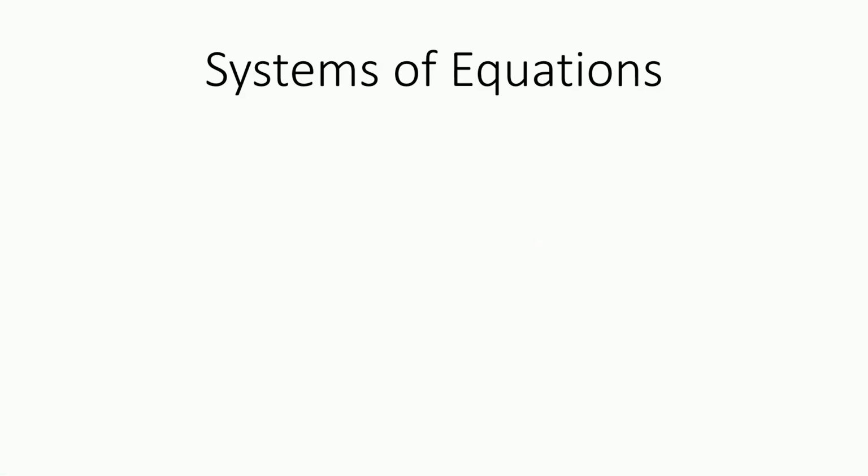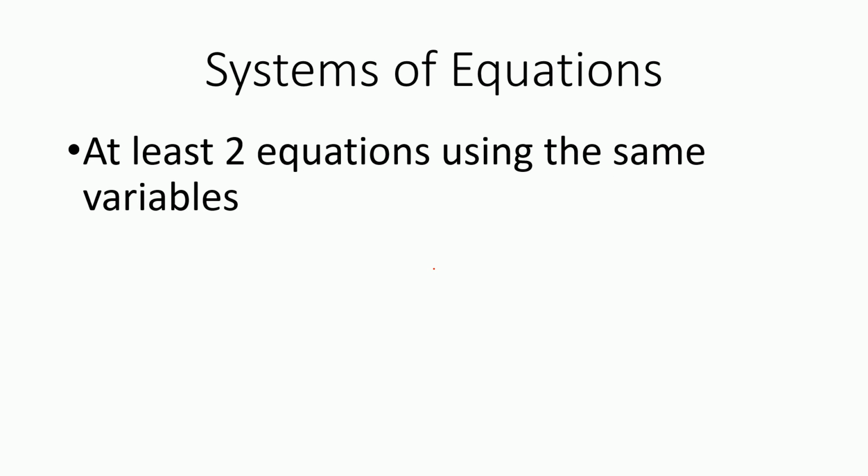So systems of equations are groups of at least two equations that use the same variables. And for our purposes, we will always be using systems that have only two equations and two variables. And those variables will pretty much always be x and y.